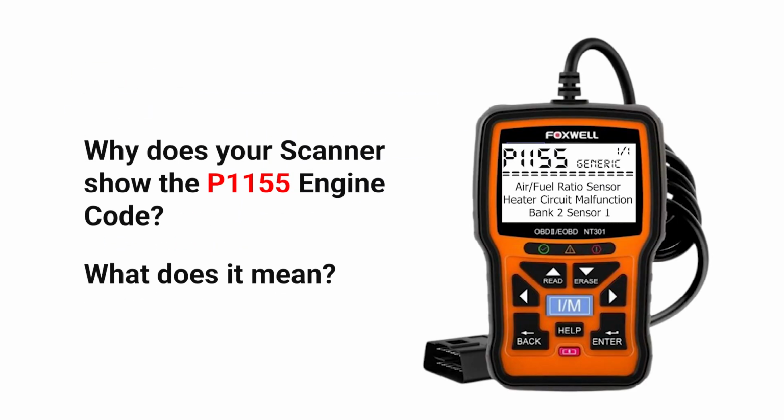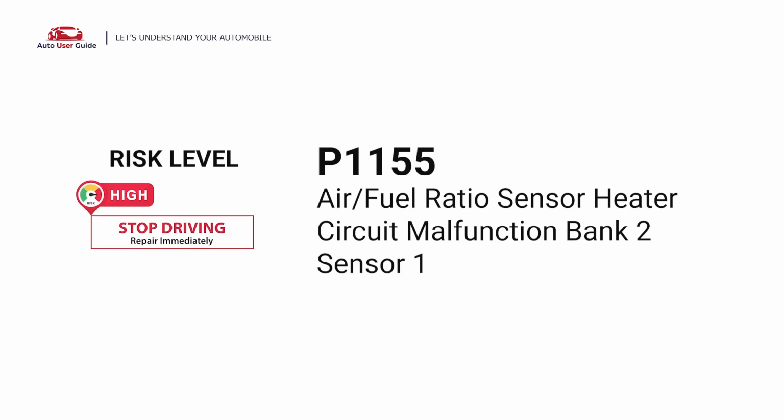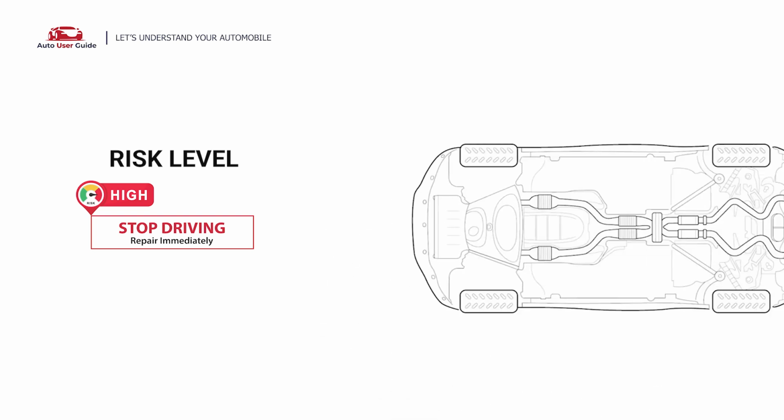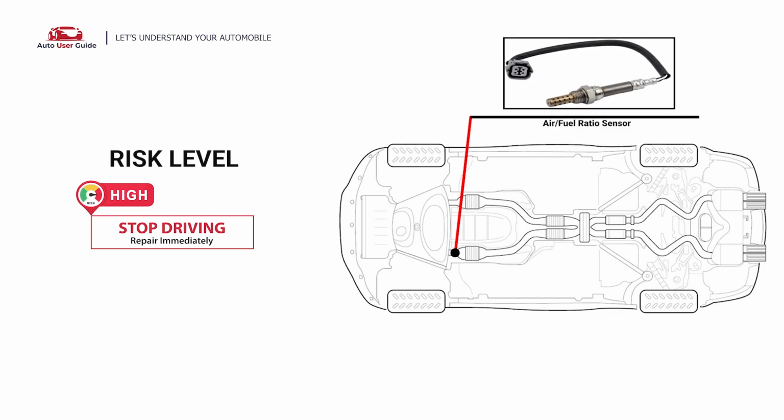Why does your scanner show the P1155 engine code? What does it mean? P1155 is a diagnostic trouble code for air-fuel ratio sensor heater circuit malfunction, bank 1 sensor 1. This code indicates an air-fuel sensor heater circuit malfunction, specifically on bank 2 or sensor 1. Under these circumstances, stop driving and repair your vehicle immediately.